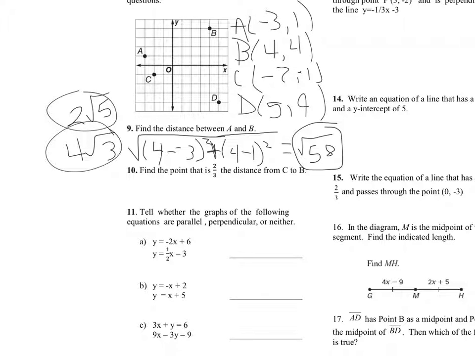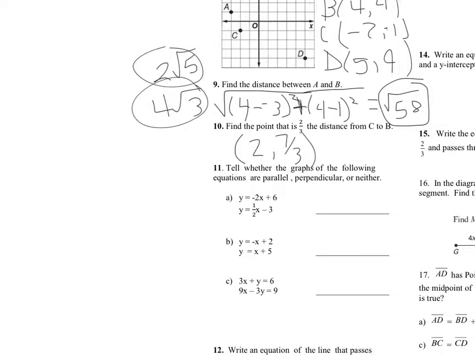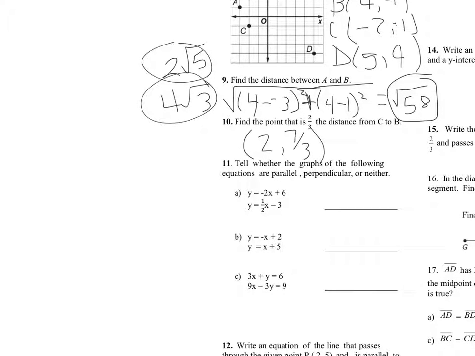Number 10, the question we all hate. Find the point that is 2/3 the distance from C to B. Guys, at this point, going over example after example after example of this, you either need to know how to use the formula or you don't know it. I'll move over here. That's the answer, by the way, 2, 7/3.